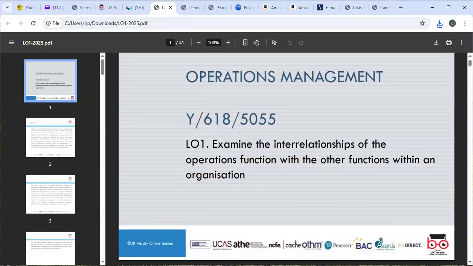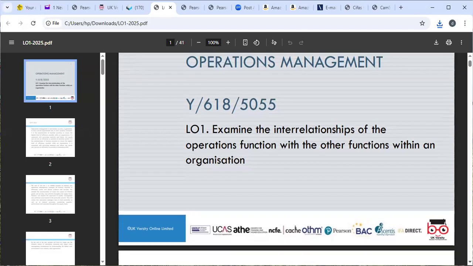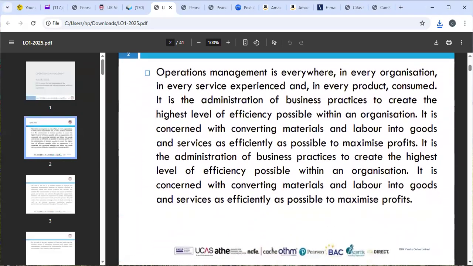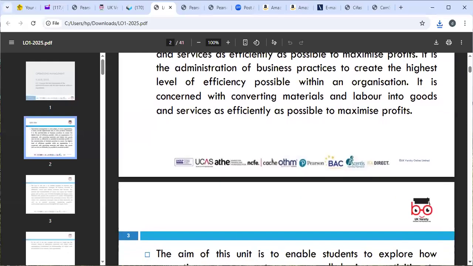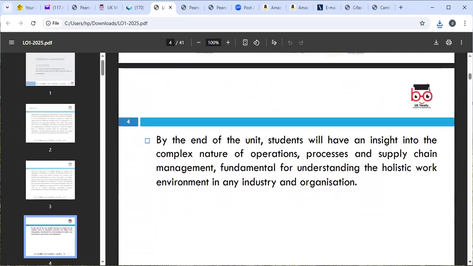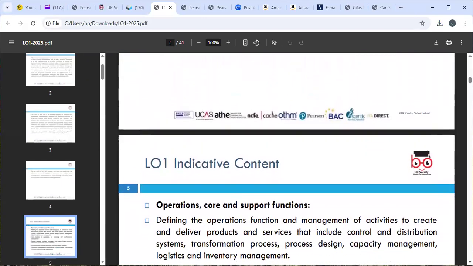So LO1, as I clearly indicated, has to do with operations management as the main broader topic that we're looking into. But our duty today as learners is to be able to examine those interrelationships of the functions within organizations. And when we say interrelationships, what do we mean? The relationships inside the company. Good, good. So the relationships, yes, that's very good.